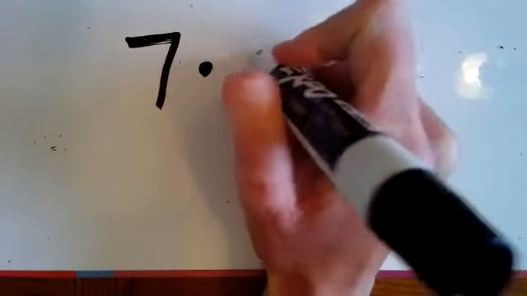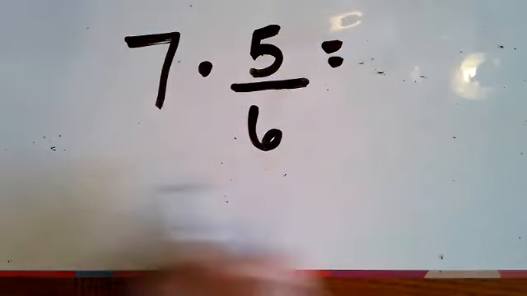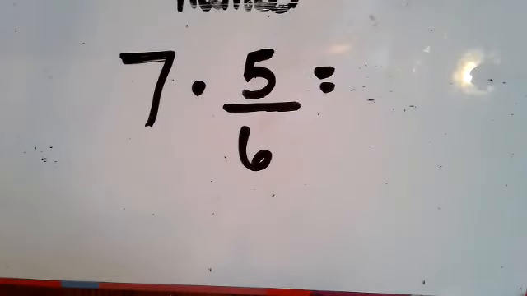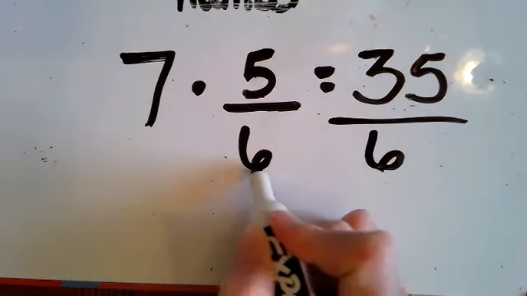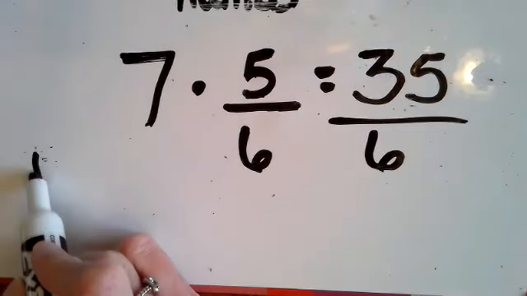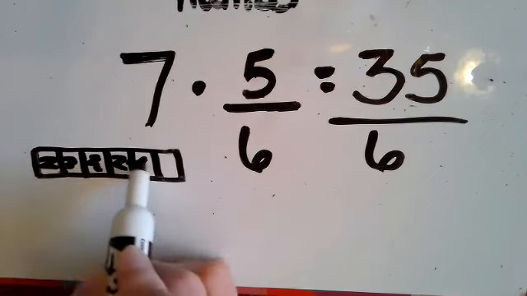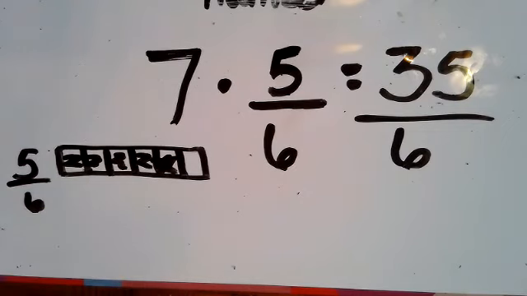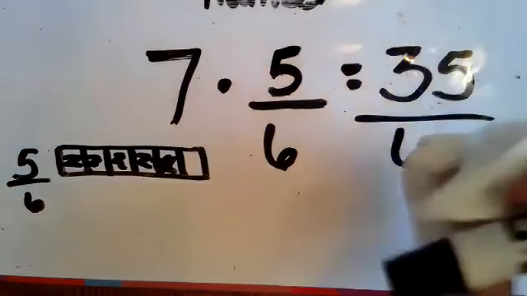Another one without a model this time. 7 times 5/6. That means I have 5/6, if I were to draw that, 5 out of 6 pieces of a candy bar, 7 whole times. Well, 7 times 5, hopefully you said 35. Denominator stays the same. If I drew 5/6, which looks like this, 1, 2, 3, 4, 5, 5/6. If I were to draw out 5/6 7 different times, I would end up with 35 of these individual pieces, and they would still be split into 6, so our denominator would stay the same.